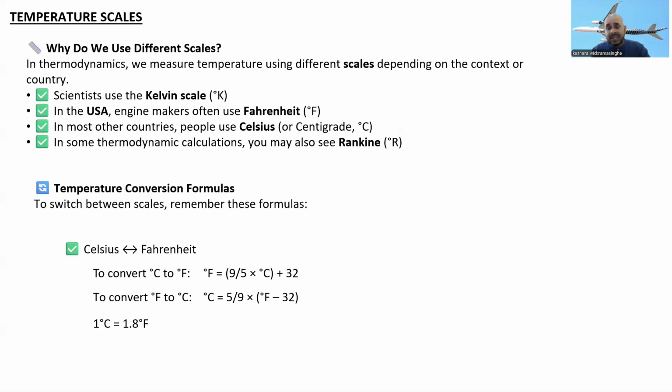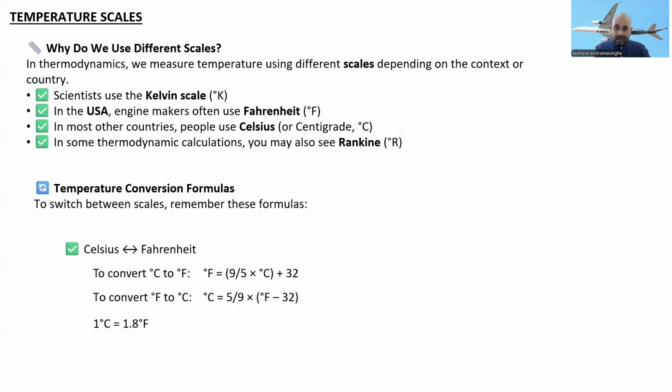Sometimes for the exam, they will tell you to convert this amount of Celsius to Fahrenheit. So now let's see Celsius to Fahrenheit and Fahrenheit to Celsius. To convert Celsius to Fahrenheit, Fahrenheit equals 9 upon 5 into the Celsius amount plus 32. That is the formula.